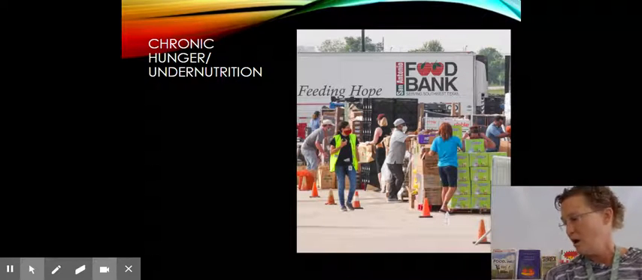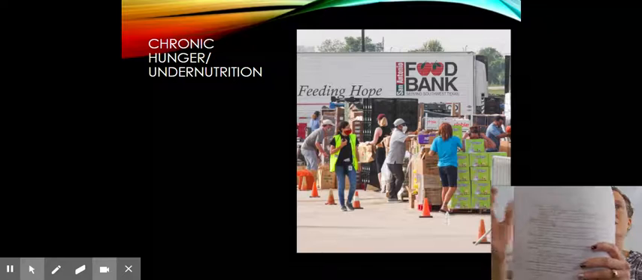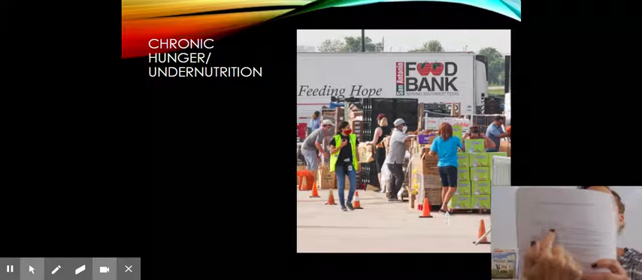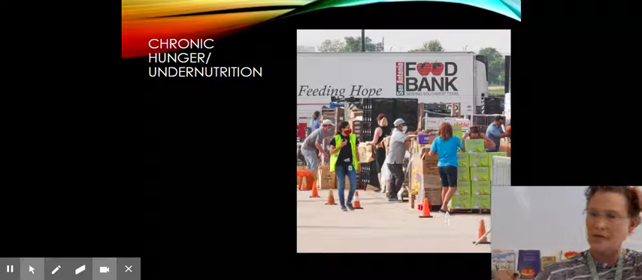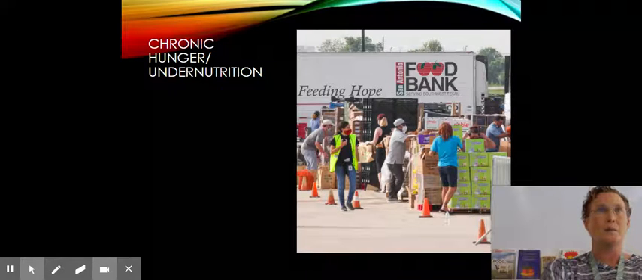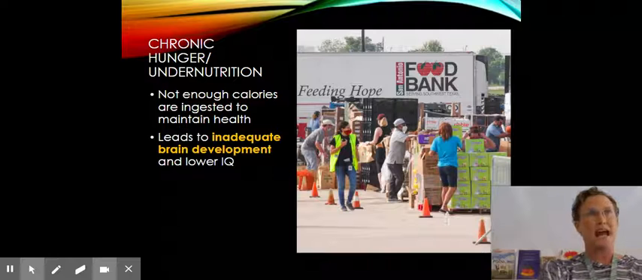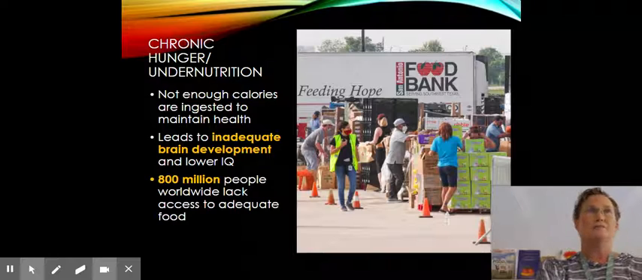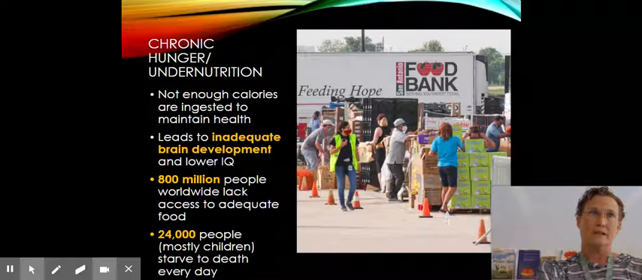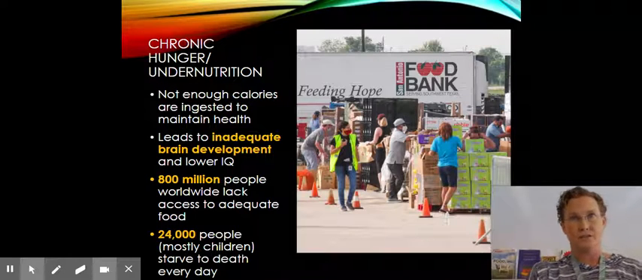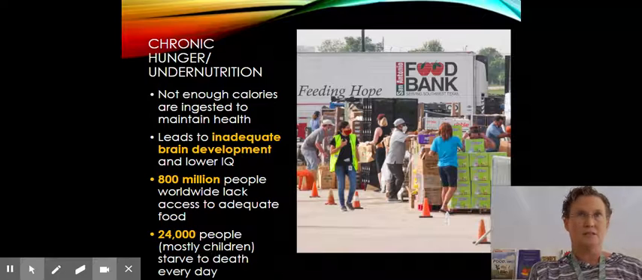And now we're going to talk about chronic hunger and malnutrition. So you will be writing this down in your notes. You're going to write it right down there, chronic hunger, on page 12 in your notes right now. Okay, so this is when you don't get enough calories. Not enough calories are ingested to maintain health. It leads to inadequate brain development and a lower IQ. And 800 million people worldwide lack access to adequate food. And 24,000 people, mostly children, die every day due to starvation.